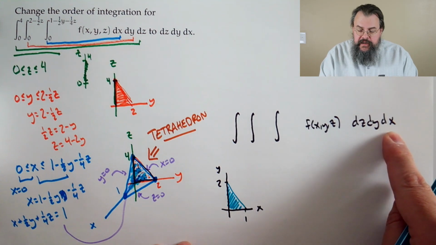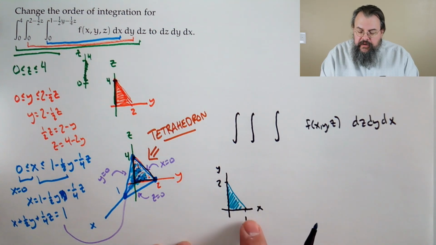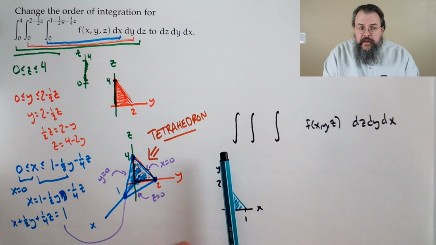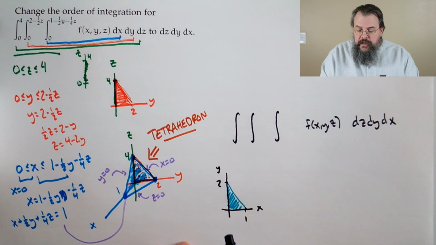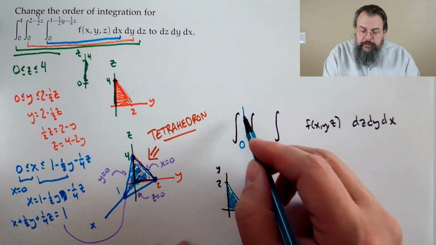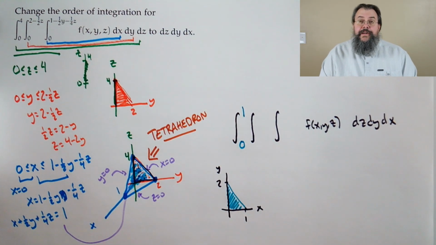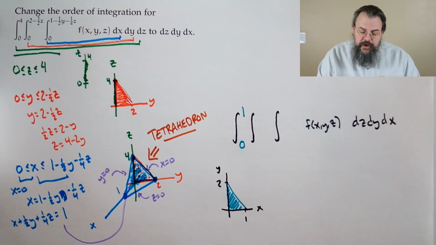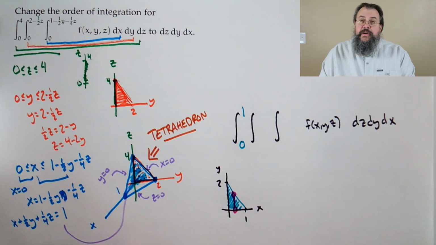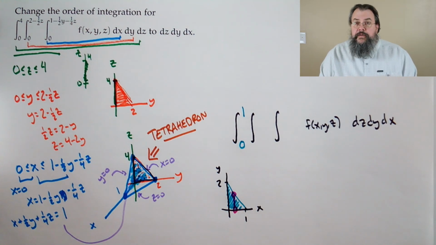Okay, well, let's think about it. We're talking about x, so where does x go from? In other words, the smallest value of x that we hit to the largest value of x that we hit, and we can see from here it's 0 to 1. All right, now once we have our x picked, our y will go from some curve to some other curve. So we have to say, where are these curves?